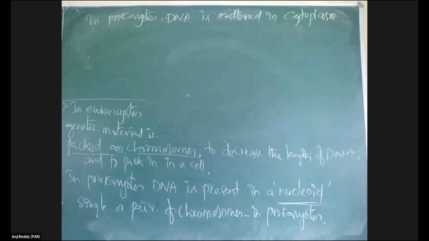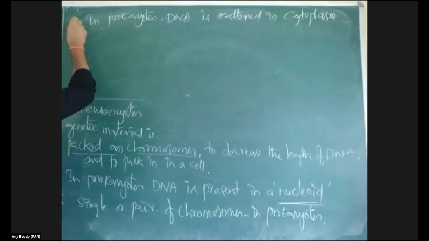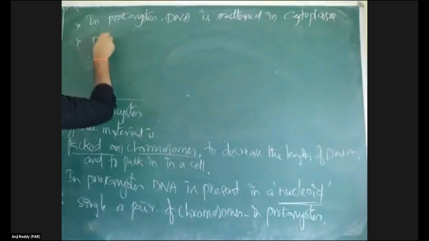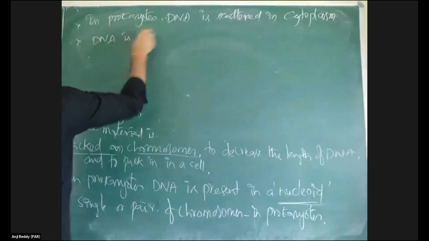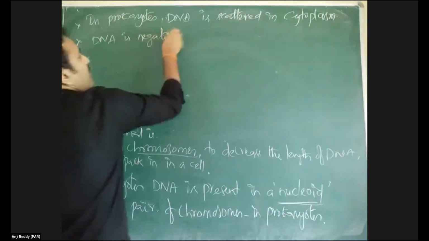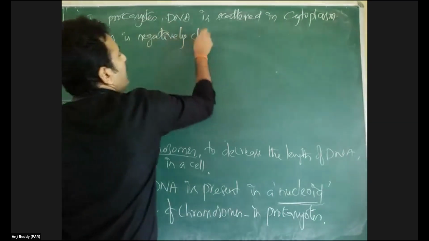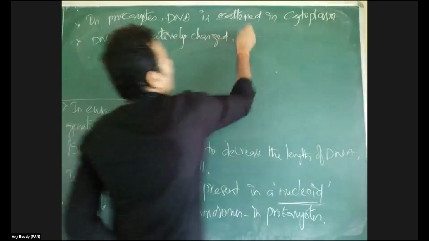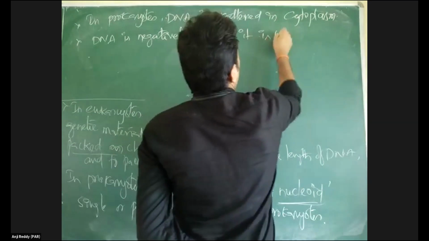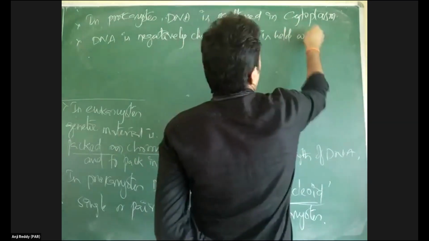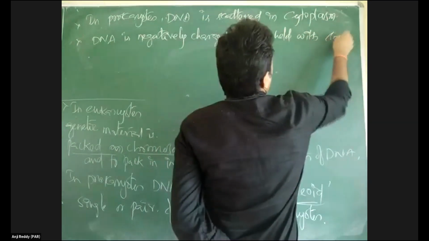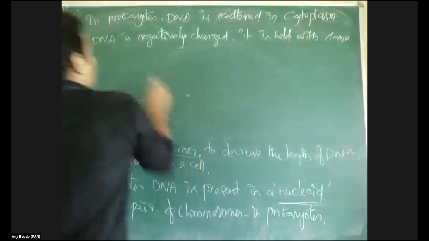Here, usually in prokaryotic organisms, DNA is present. As DNA is a negatively charged molecule, some proteins will combine with it. DNA is usually negatively charged. As it is a negatively charged molecule, it is held with some positively charged proteins.